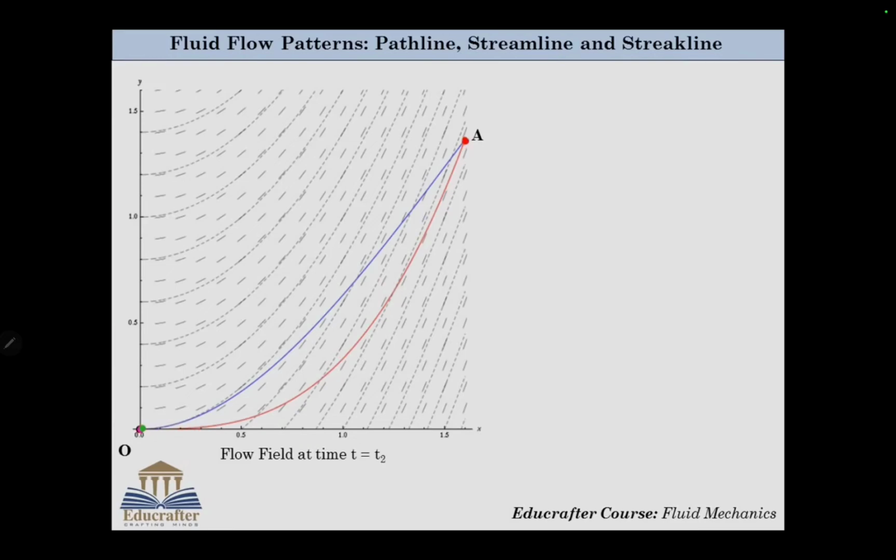You can see that a red particle which was at point O at time t equals t0 has currently moved to point A following the red path in the domain, and hence this red line is known as the path line corresponding to the red particle. In a similar way, one more particle marked in black was located at point O at some earlier instant of time and has currently moved to this point of the domain following the black path, and hence this black line is known as the path line corresponding to the black particle.